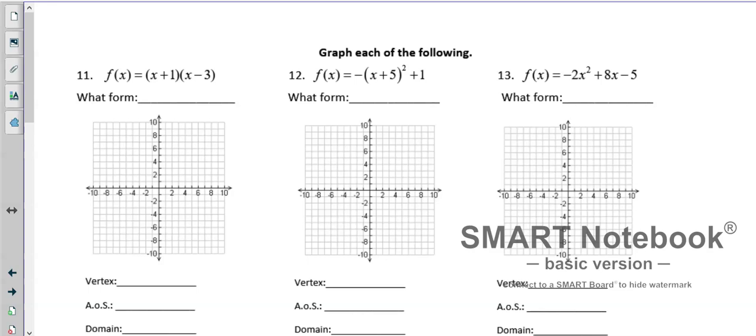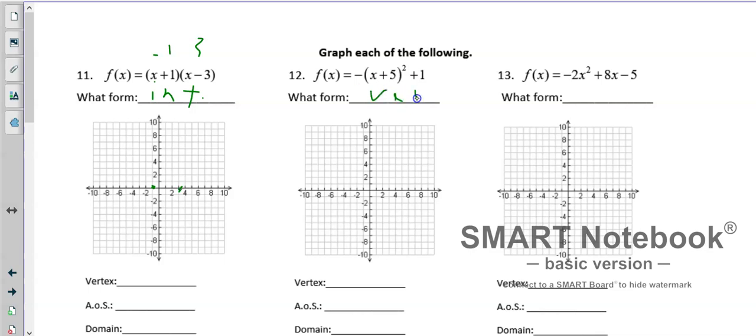All right, graph each of the following. So this is intercept form, because those are my intercepts. I set them both equal to 0 and get negative 1 and positive 3. So negative 1 and positive 3. I'll come back to the other information here in a little bit.